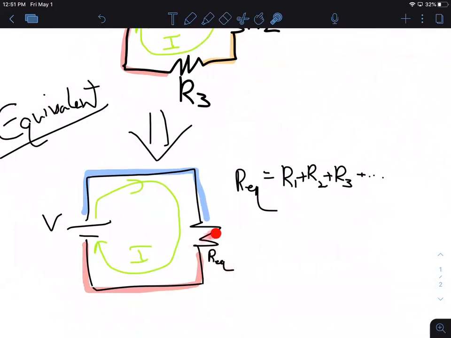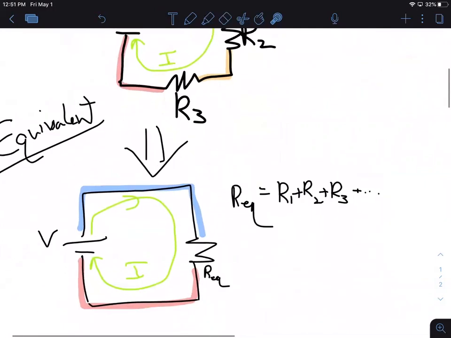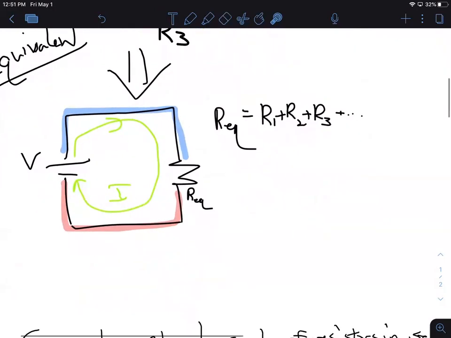And mathematically, algebraically, it turns out that I can pretend that this resistor's resistance is just the sum of all the resistors I had before. So if I had 3 resistors, it'd be all 3. If I had more than 3, I'd keep adding them. And that's useful because then I could use Ohm's law with this equivalent resistance to find the current going through this circuit. So that's really why we use this equivalent resistance. It allows us to find the total current easily.